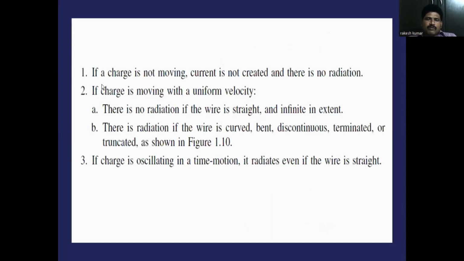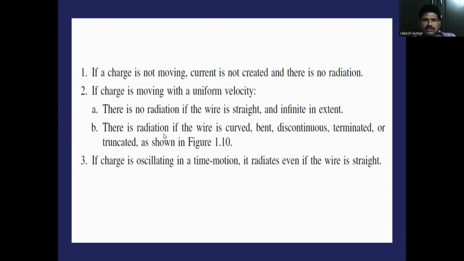Okay, so from these explanations, we can conclude that if the charge is not moving, current is not created and there will be no radiation. This is the first case. No current will be there, no charge will be there, then no radiation will be there. Second case, the charge is moving with uniform velocity. What I have told is that if the wire is straight, even though it is moving with uniform velocity, there is no radiation. There is no radiation if the wire is straight.